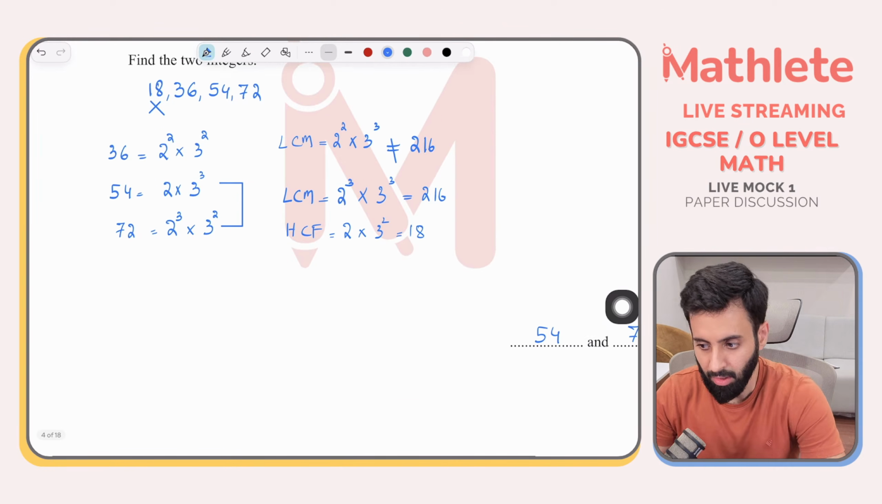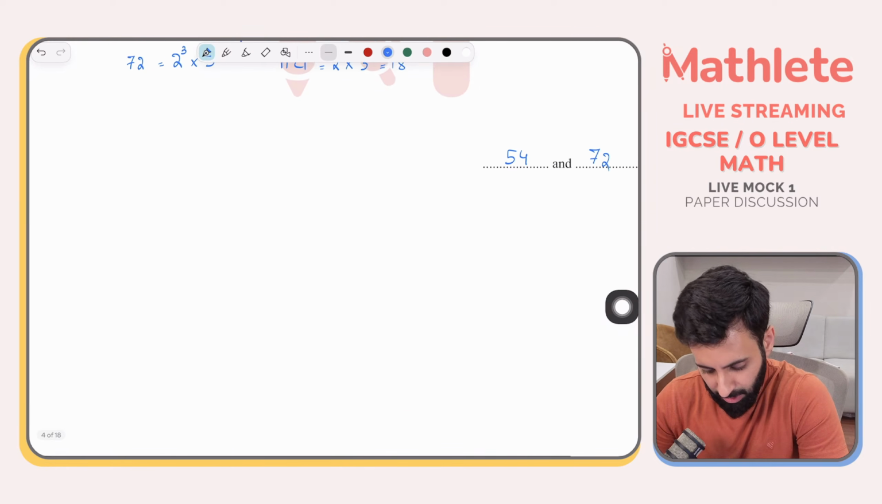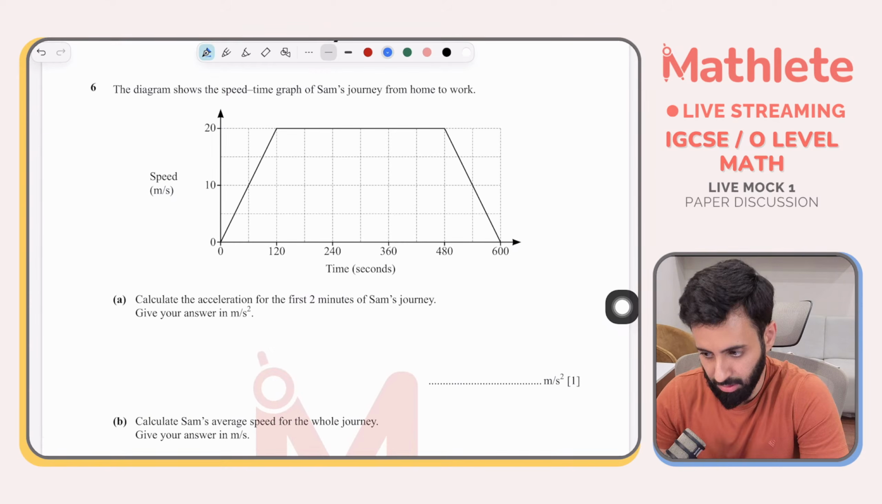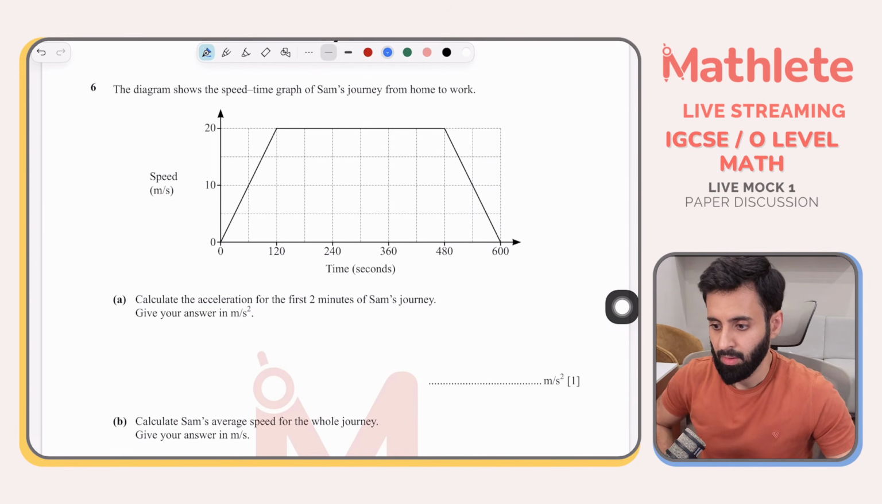Okay. If you guys can't see your marks, just wait. You will get your marks. If you've done everything correctly, you will see your marks shortly. Not a problem.